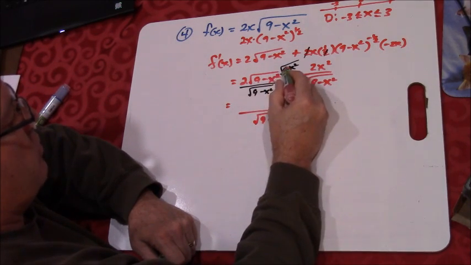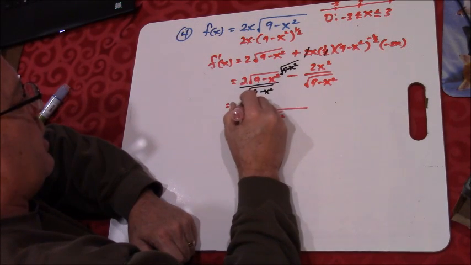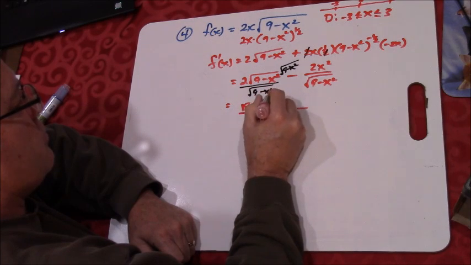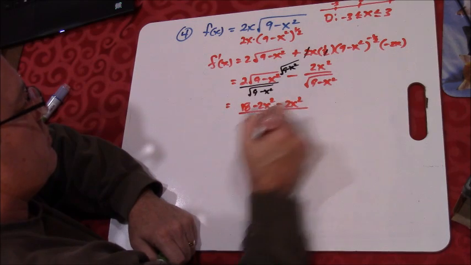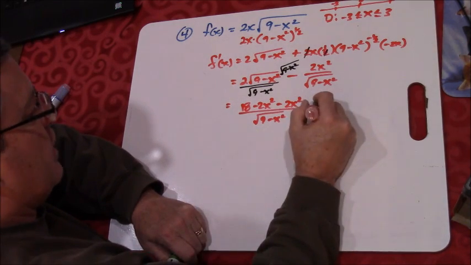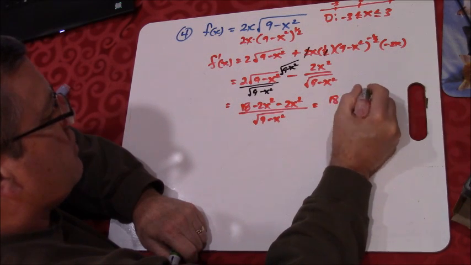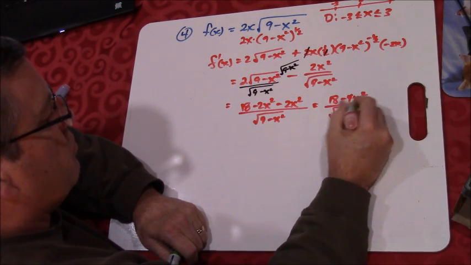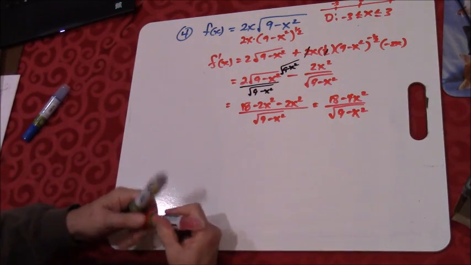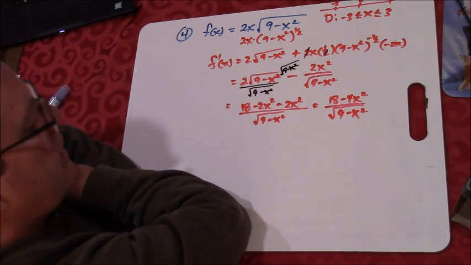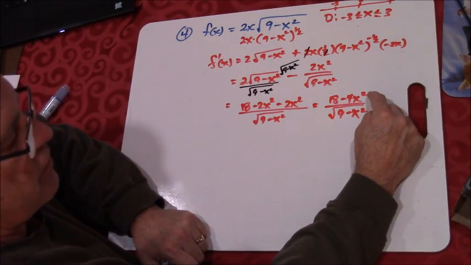When I multiply these two, I just get what's inside. But then I've got to multiply that times 2, so I'm going to get 18 minus 2x squared, and then minus this 2x squared. Which means I now have 18 minus 4x squared over the square root of 9 minus x squared. So I've at least gotten this down to a single fraction. And the reason that's important is because the only way a fraction can equal 0 is if the numerator equals 0.